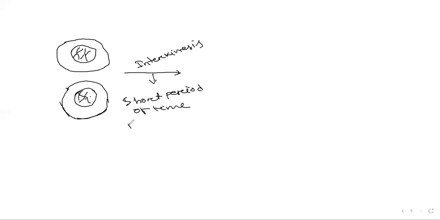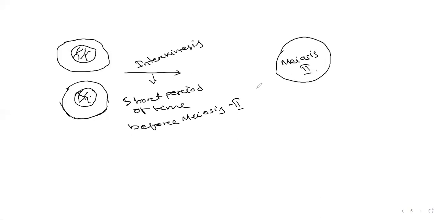Okay, so these two daughter cells go for interkinesis. For some period of time, they will not divide. This is a short period of time before your meiosis 2. Before meiosis 2, a short period of time is there, and that is your interkinesis. And after interkinesis, meiosis 2 will occur.